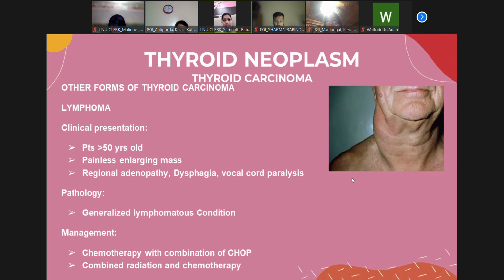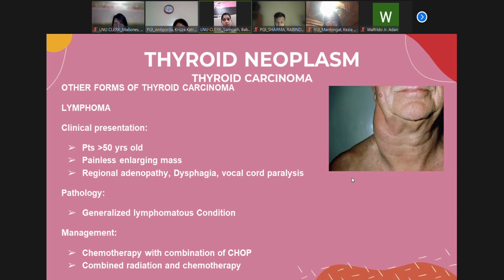It manifests in patients with symptoms similar to anaplastic carcinoma, although the rapidly enlarging mass is often painless. Symptoms include adenopathy, dysphagia, and vocal cord paralysis. For the pathology, it is a generalized lymphomatous condition, because it is common in patients who are already receiving thyroid replacement therapy for conditions such as Hashimoto disease. For the management, chemotherapy with a combination of CHOP and combined radiation chemotherapy were used.